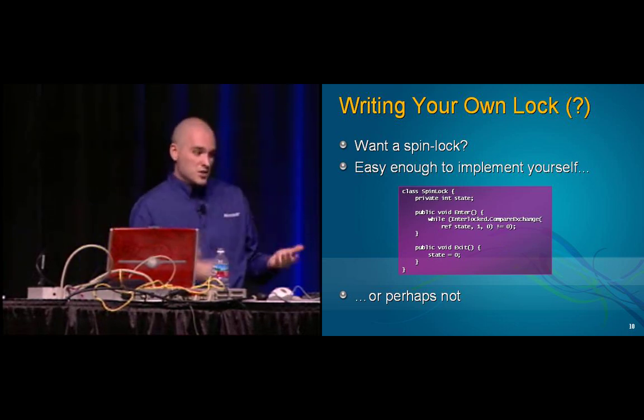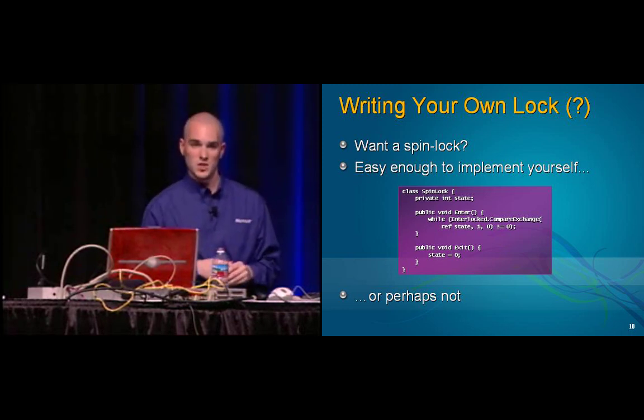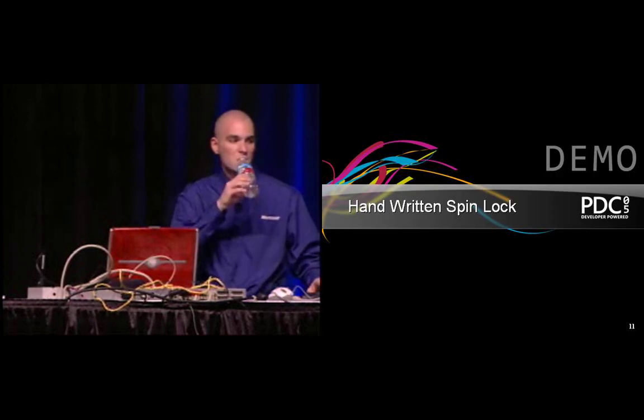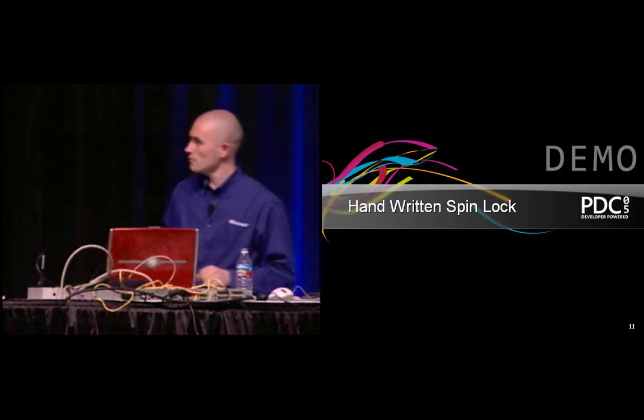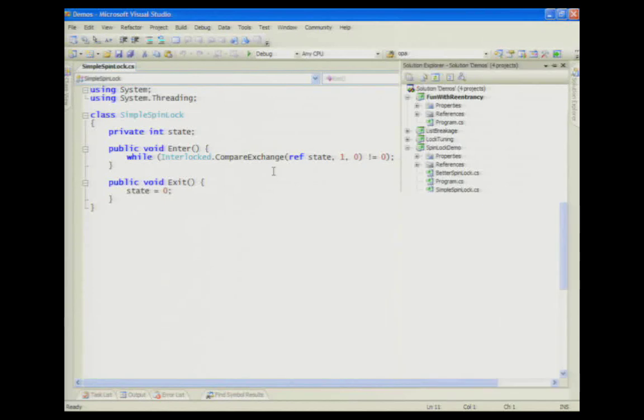And then we have the exit method itself, which simply sets state equal to 0. So this means that we're done using the lock, we can release it. So let's take a look at how our spin lock performs. So here's our simple spin lock.